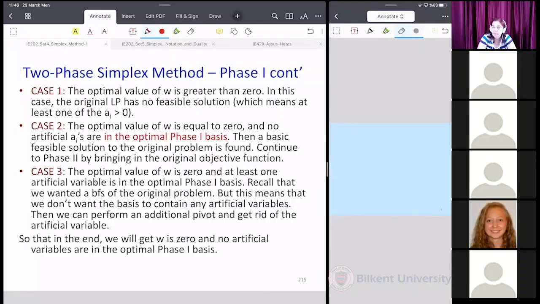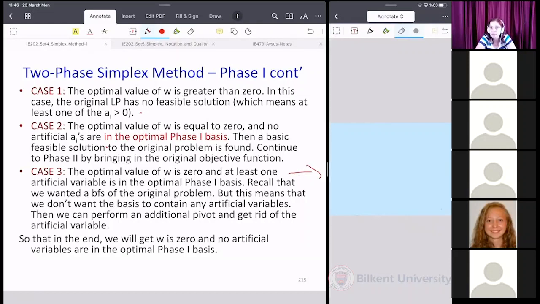Case 2: you optimize, your phase 1 objective function value is 0, and all artificials are out. This is what happened in our first example. This is example 2, and that was example 1. Then you have a feasible solution for your original problem. Put back your original objective function, convert it to proper form, and continue with the simplex. Good old simplex.